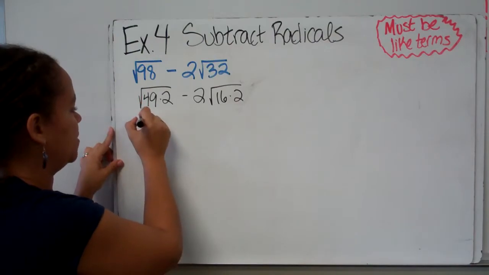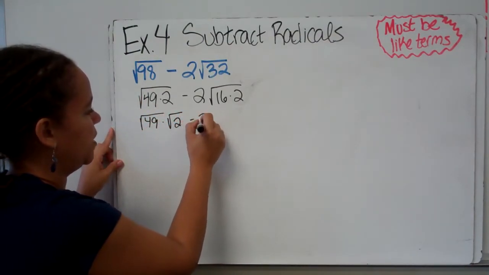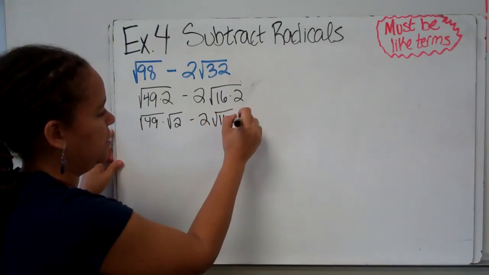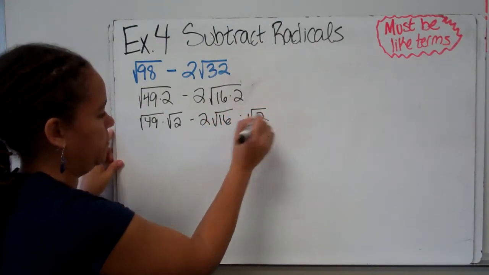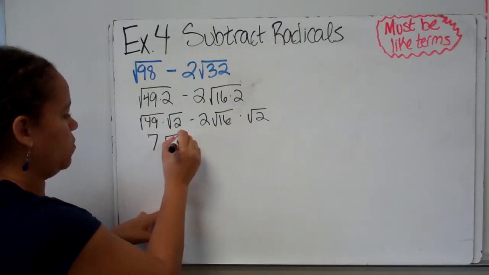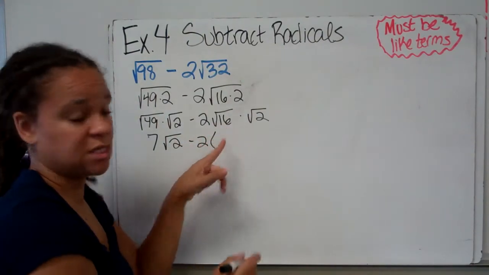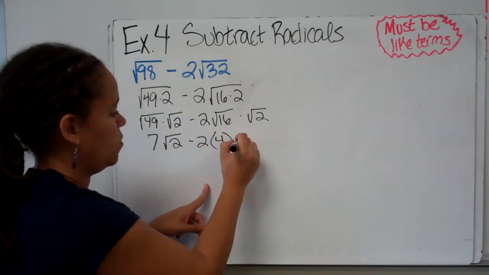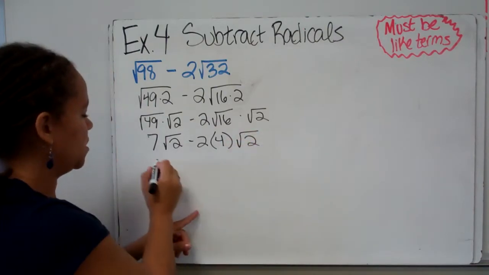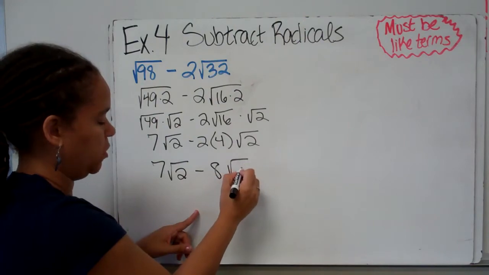Here I'm going to have the square root of 49 times the square root of 2 minus 2 times the square root of 16 times the square root of 2. The square root of 49 is just 7 radical 2, minus 2 times the square root of 16, which is just 4 radical 2. So I have 7 radical 2 minus 8 radical 2.